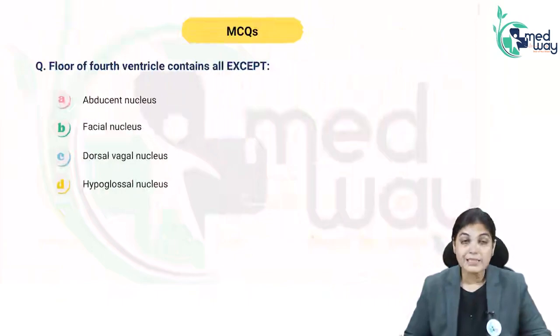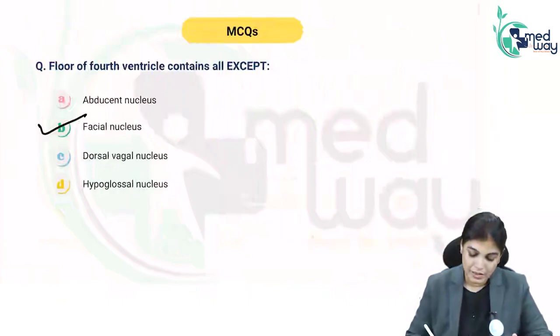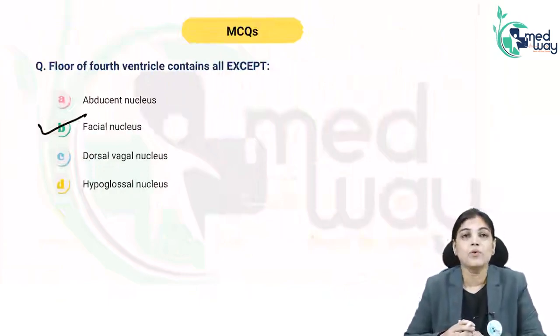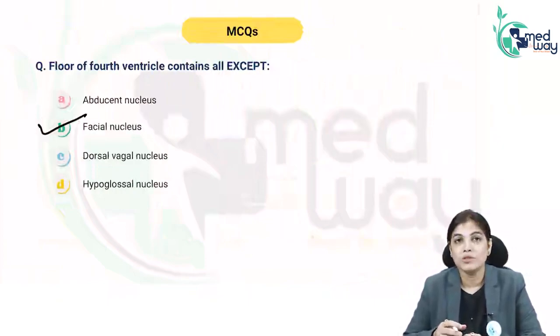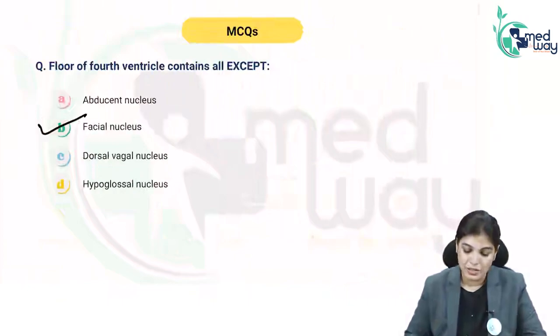The floor of the fourth ventricle contains all of the following except: abducens nerve nucleus, facial nucleus, dorsal vagal nucleus, or hypoglossal nucleus. Actually all of these structures are related, but not the facial nucleus. The structure lying in the floor of the fourth ventricle is the facial colliculus, which is formed by the winding of the motor fibers of the facial nerve around the abducens nerve nucleus. So the right answer is facial nucleus.